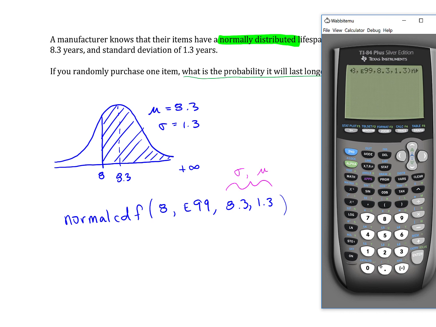Now when you hit paste, all it does is it puts back on the home screen the normal CDF function along with these inputs. So if you didn't have that menu, normal CDF would show up on the home screen, and then you would just type in these inputs separated by commas. So either way, it works just the same, and you get the same answer of 0.5913.